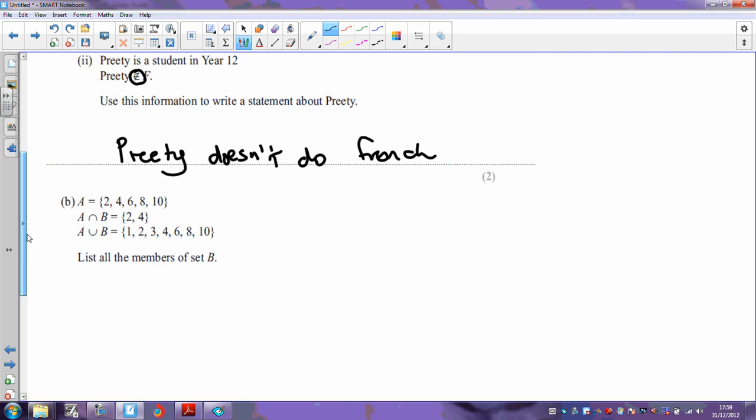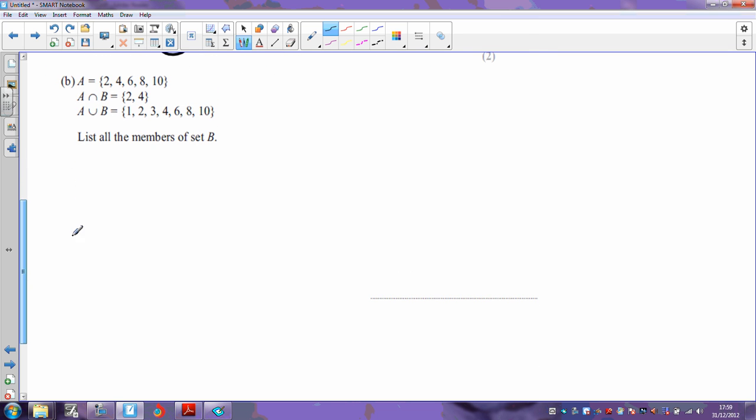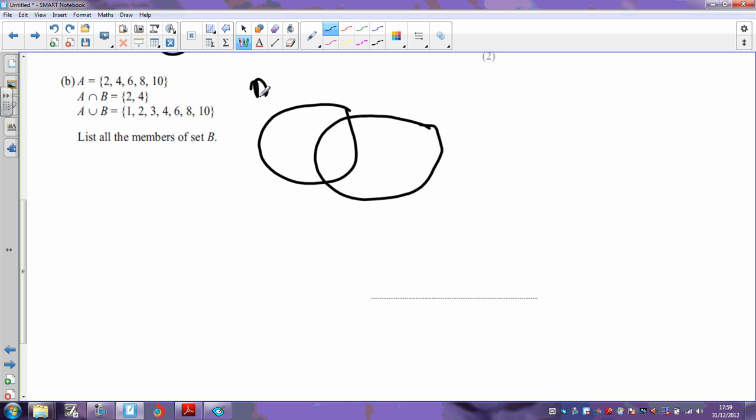Okay, we now go on to something a little bit more abstract, where we have two sets, A and B, and those two sets intersect. In other words, they overlap. So if this is set A, and this is set B. I'm just going to do a very rough Venn diagram. This just might make it a little bit clearer.